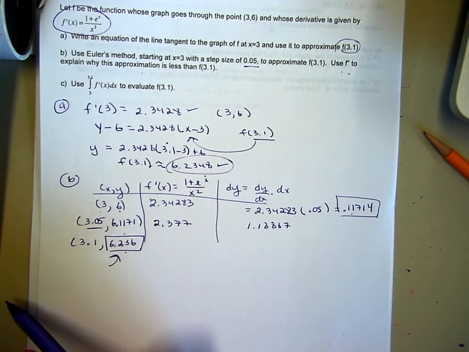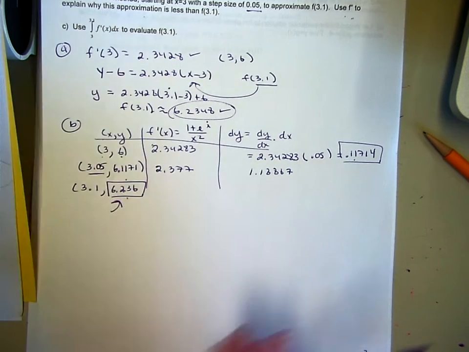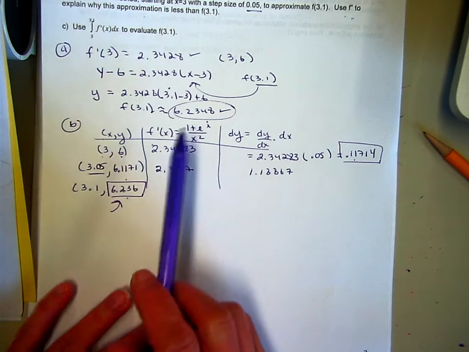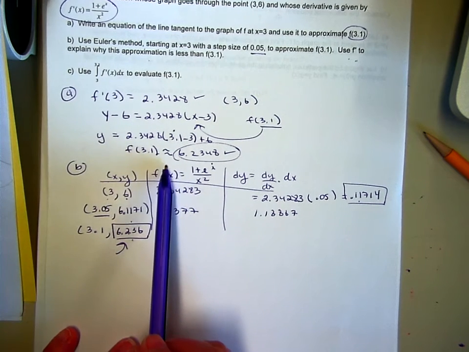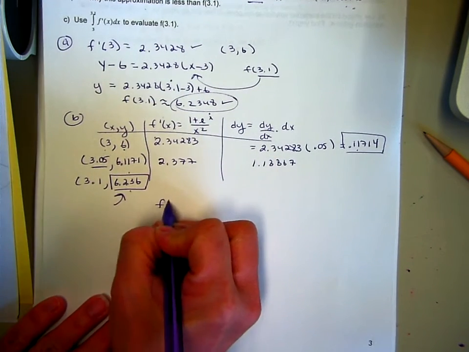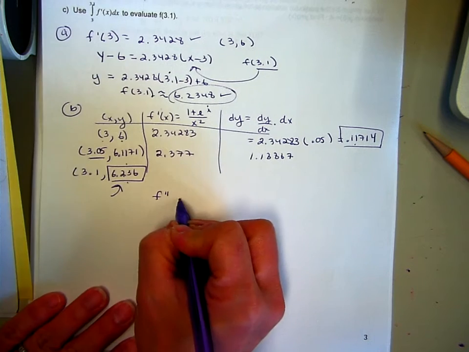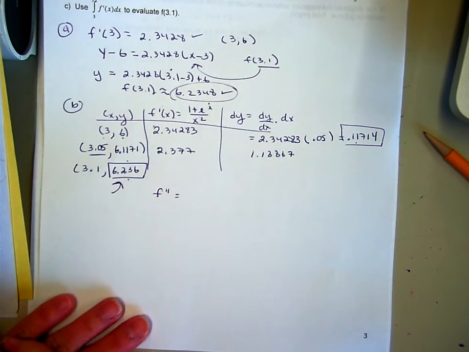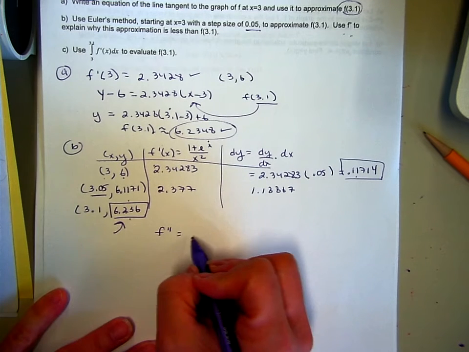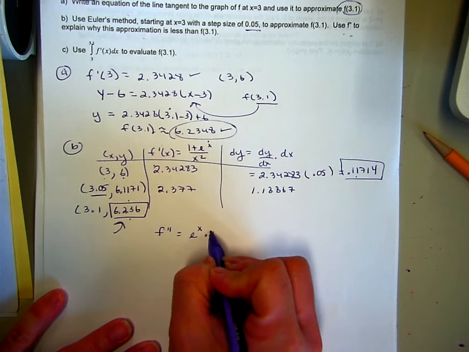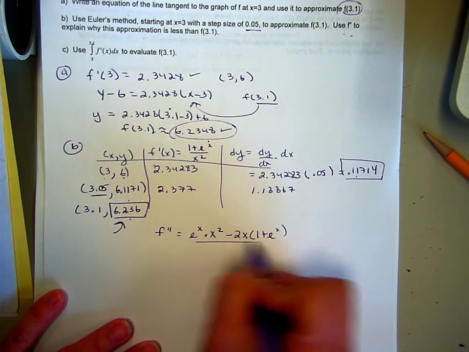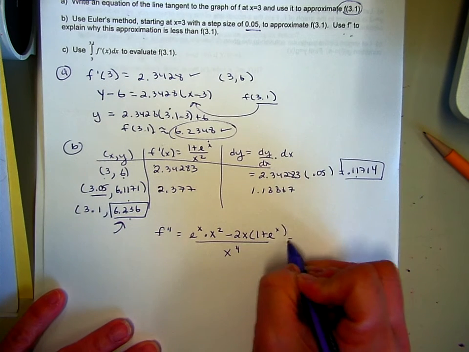So anytime they ask you about is this less, over, under approximation, over approximation, you're thinking about your concavity because this is a tangent line. So they said to use f double prime. So first thing you should do is go ahead and come up with f double prime. So I'm going to go ahead and use the quotient rule on f prime to come up with f double prime. So derivative of the top is e to the x times the bottom minus derivative of the bottom is 2x times the top all over denominator squared. Okay, I'm going to simplify this a little bit.